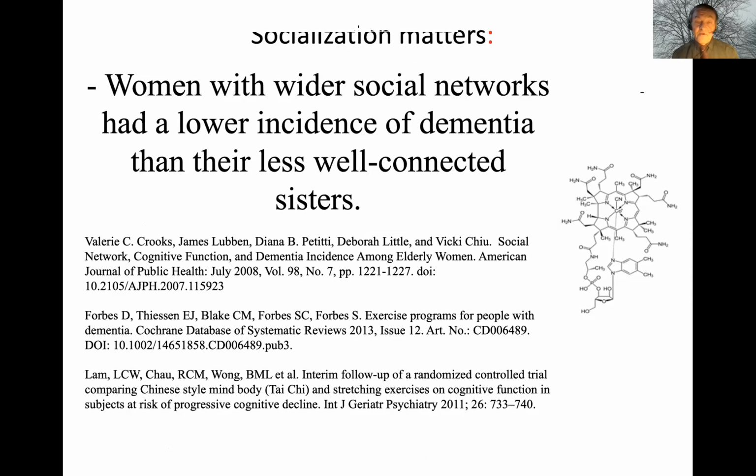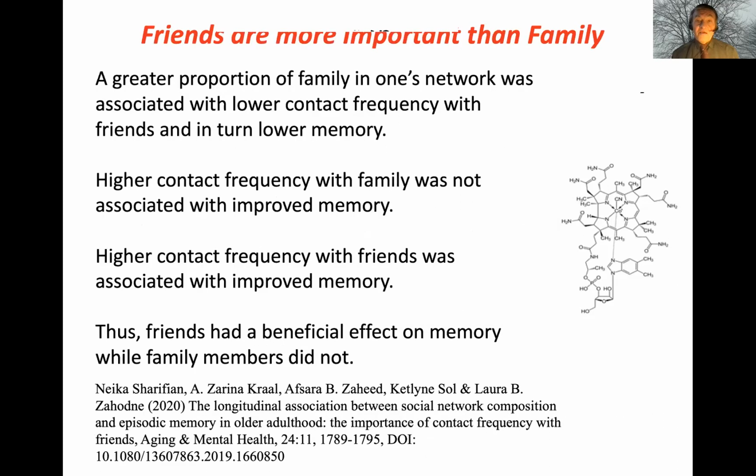Socialization matters. Women with wider social networks had a lower incidence of dementia than their less well-connected sisters in a study by Crooks et al. Friends are actually more important than family, according to Sharifian et al., from Aging and Mental Health 2020. A greater proportion of family in one's network is associated with lower contact frequency with friends, and in turn, lower memory. Higher contact frequency with family was not associated with improved memory, but higher contact frequency with friends was.